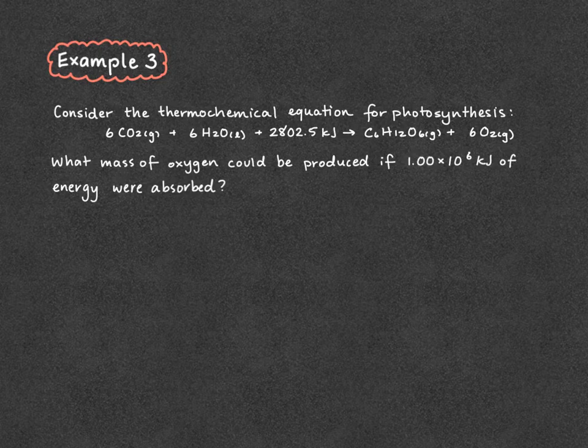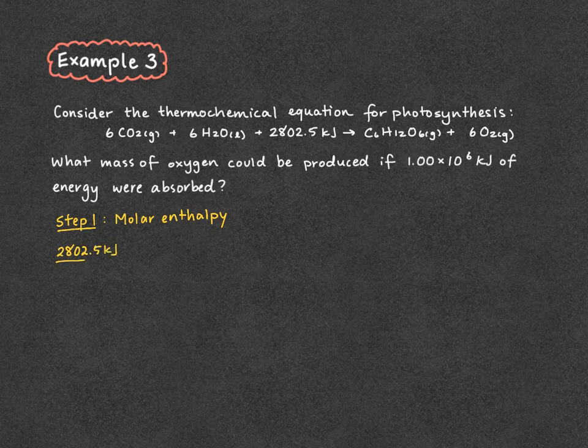Step 1 is always going to be finding the molar enthalpy, so the enthalpy change per mole of whatever species we care about. In this case, it's going to be oxygen. We know that we have 2,802.5 kilojoules in the reaction, and that in our reaction we are producing 6 moles of oxygen. So that means that our molar enthalpy for oxygen is going to be 467 kilojoules per mole.